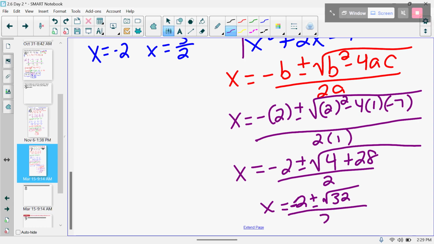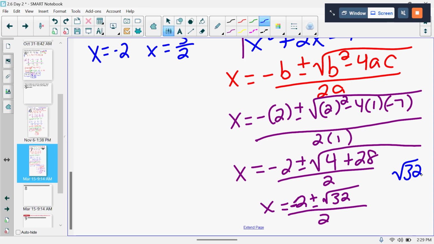32. The square root of 32 is not a whole number, right? If it was, we would have been able to solve this by factoring. So you can punch this in your calculator. It's going to be an ugly number. Remember, we don't write down the ugly decimal. Let's go off to the side here. We want to simplify this.